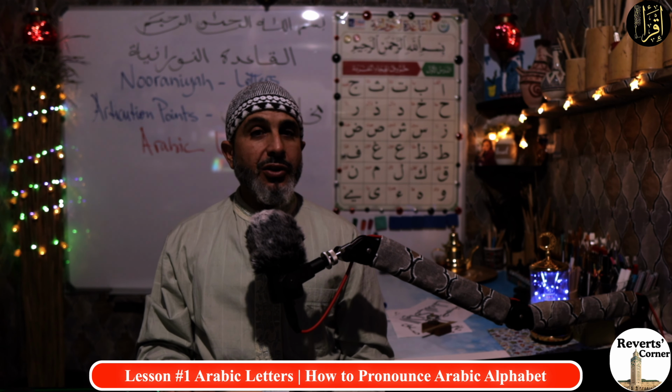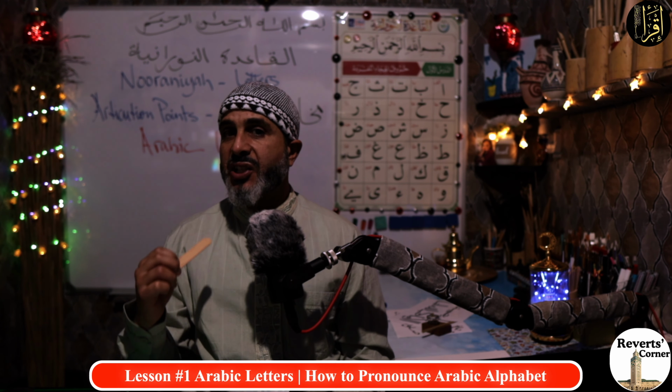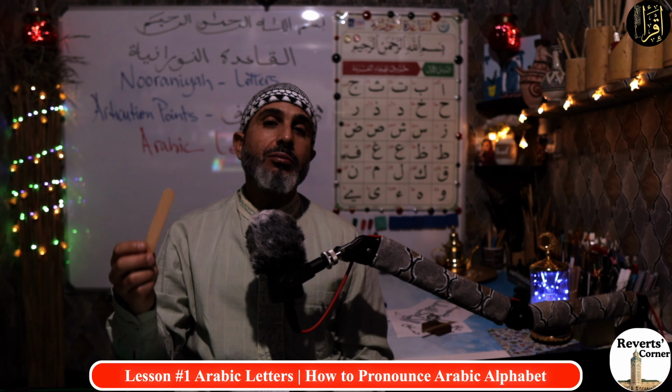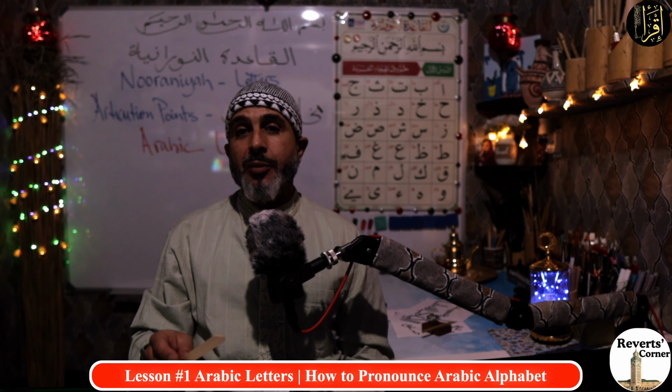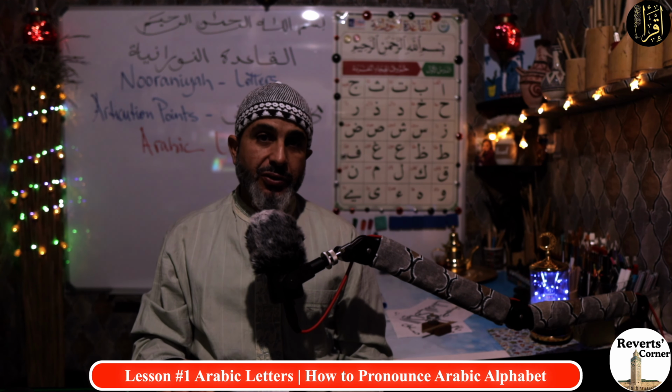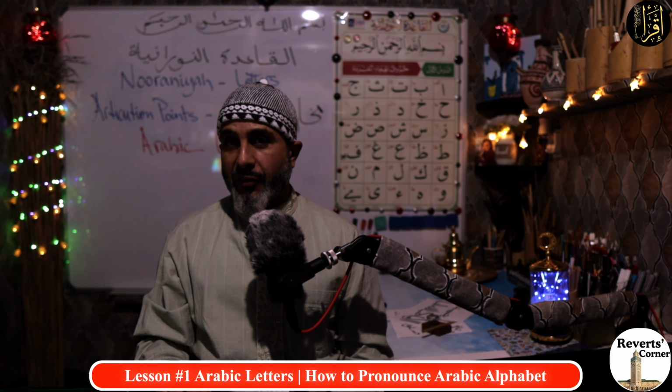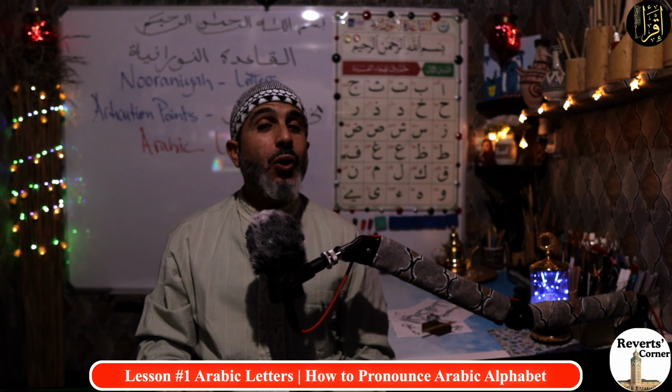In Arabic, each letter has its specific articulation point. There are major ones and smaller minor ones. The Arabic language has 28 letters that make the Arabic alphabet. The first letter of the alphabet is easy. It's called alif.